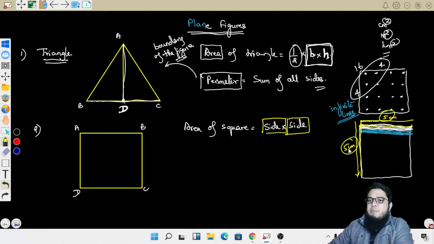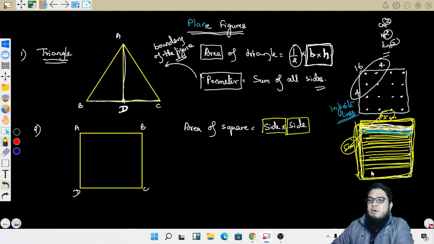Obviously, when you are going to multiply this 5 into 5, it is going to give you the information of the whole plane figure or not? It will cover the whole area? Yes or no?